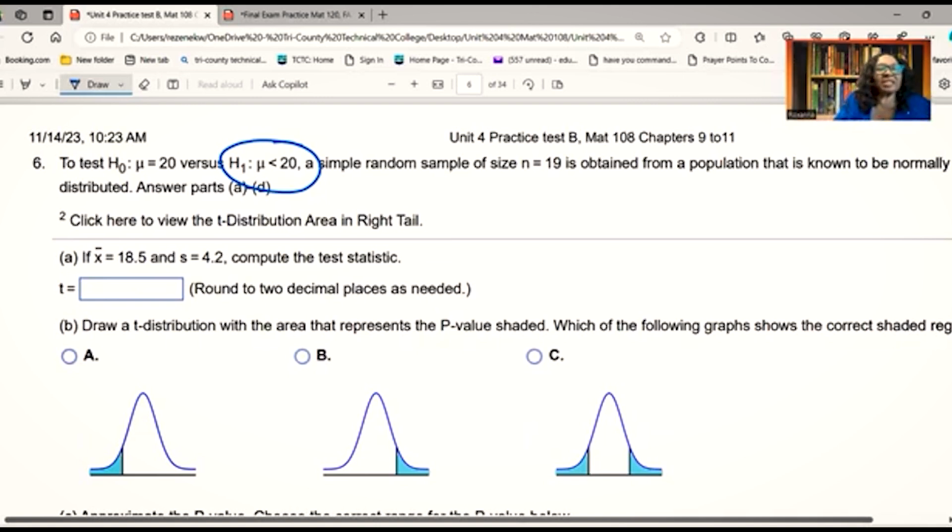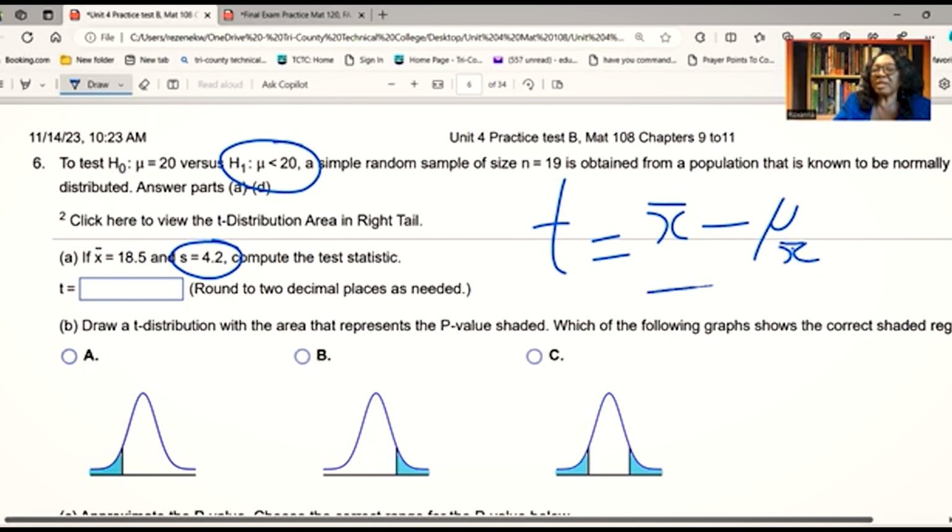Remember what the test statistic is? By the way, we are using the T distribution because they did not give us the population standard deviation. Therefore, the test statistic is T equal to X bar minus the mean, all over, I hope you know that this is mu of X bar, even though it doesn't make a lot of difference, standard deviation over square root of sample size. All right, and then you plug in what you know and calculate the test statistic.